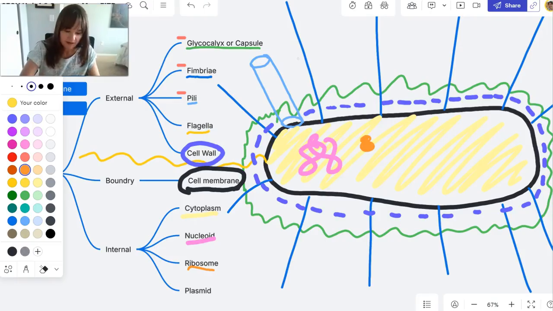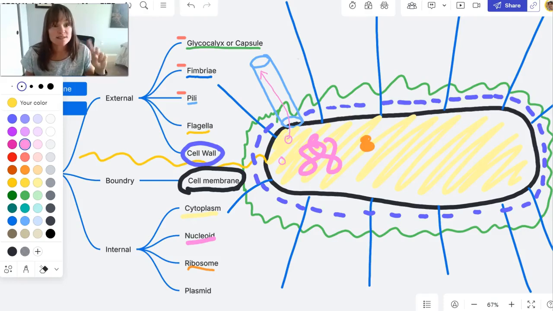Okay, and then finally we come to plasmids. These are small circular pieces of DNA, and they are in fact what would travel through the pilus and be swapped when bacteria are exchanging genetics.